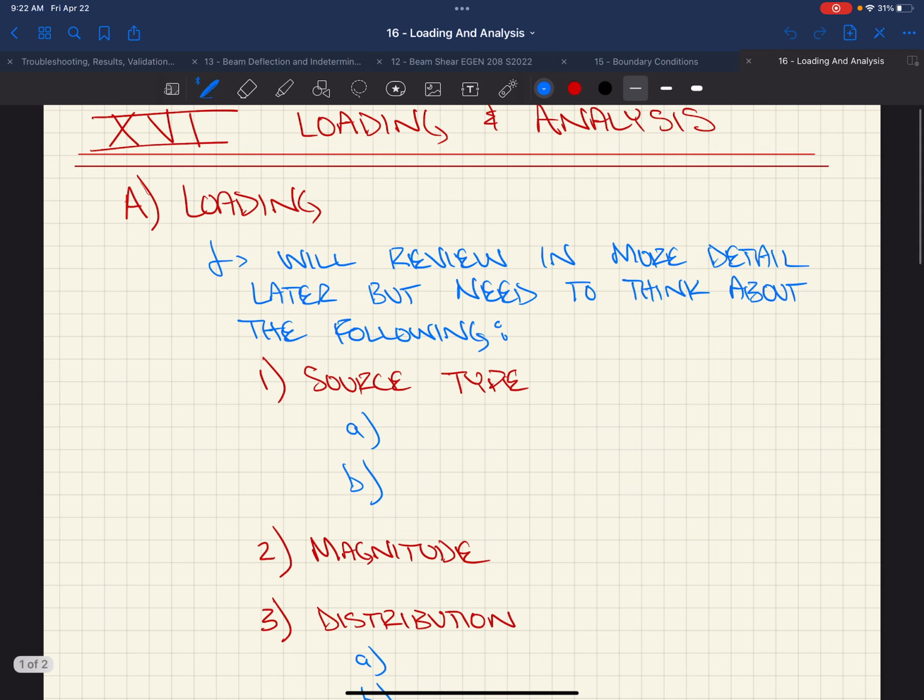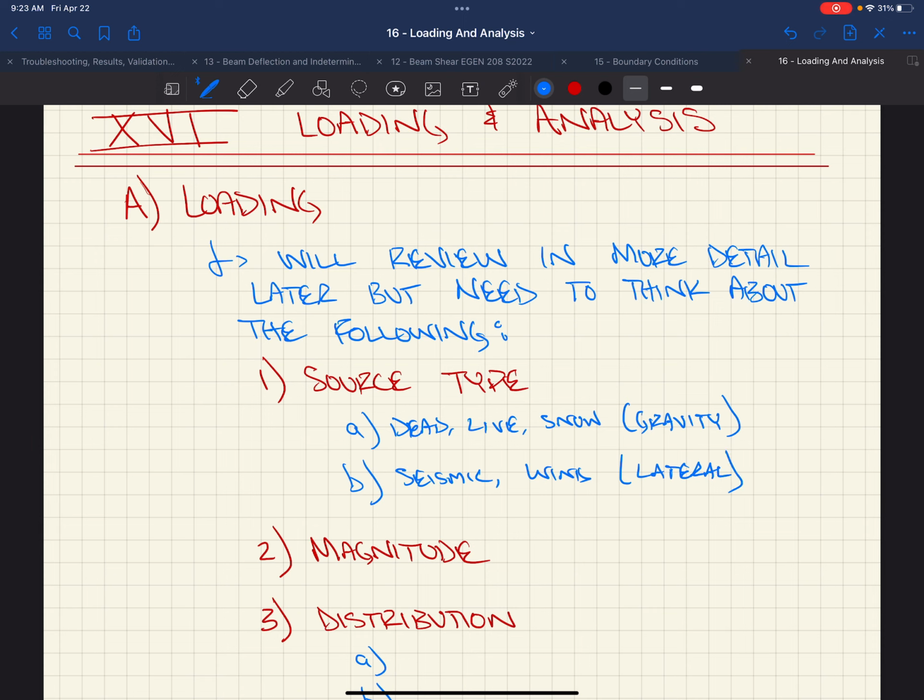So when we think about loading, we've got to think about the source type, right? Is it dead load? Is it live load? Snow load, right? Really all of these gravity sources. We have seismic. We have wind. Some of those are lateral sources. We could say soils can be in the lateral category also. Some loads maybe are not as explicit, right? We have our load combinations, our LRFD and ASD load combinations. They say 1.2 dead plus 1.6 live, or all of those things, right?